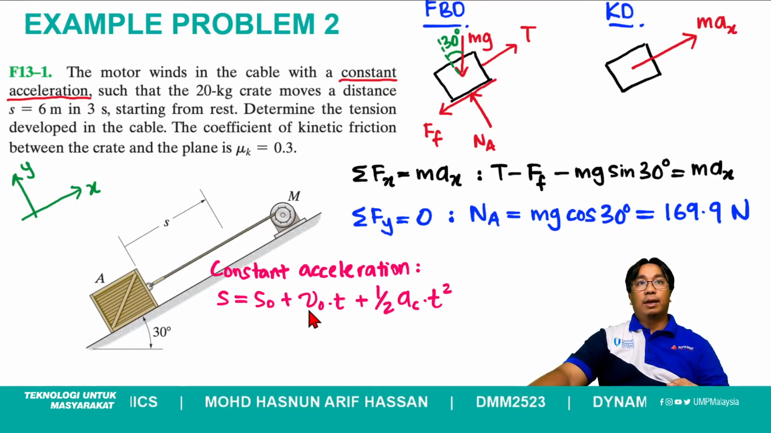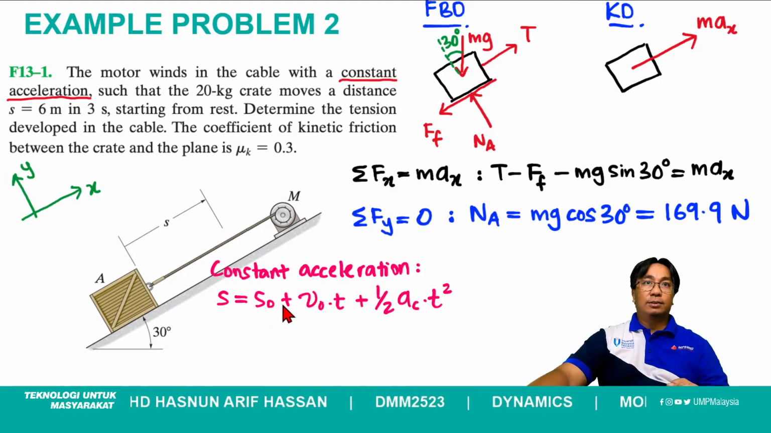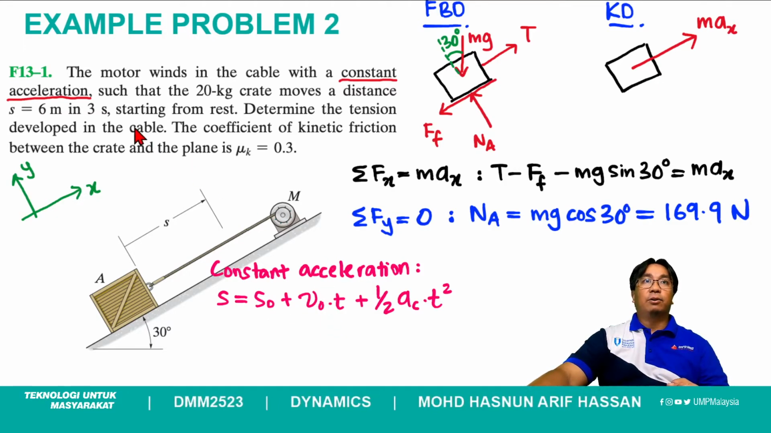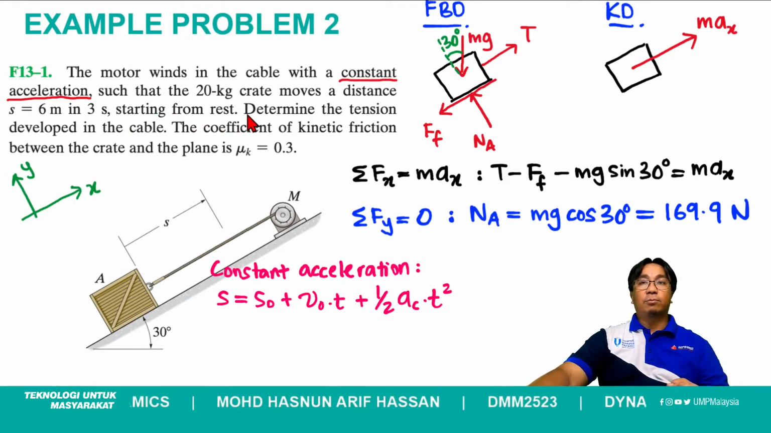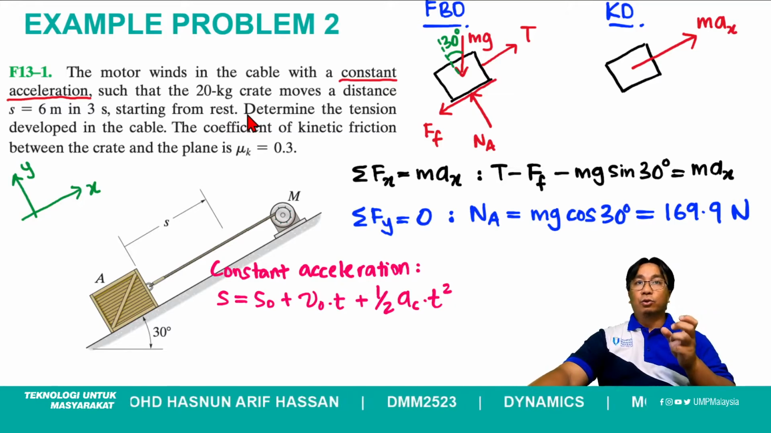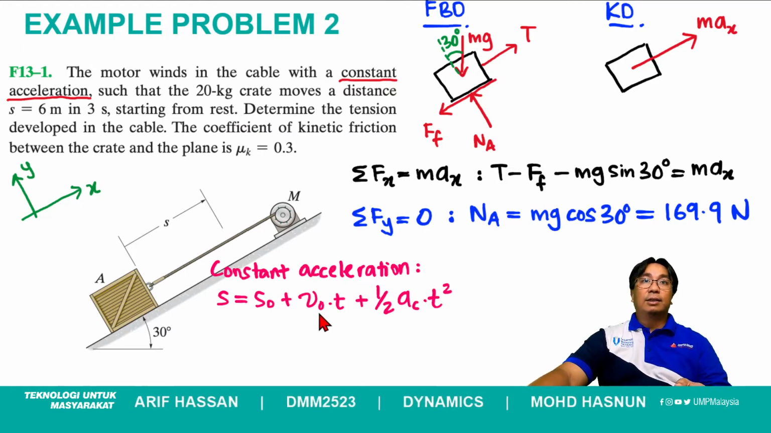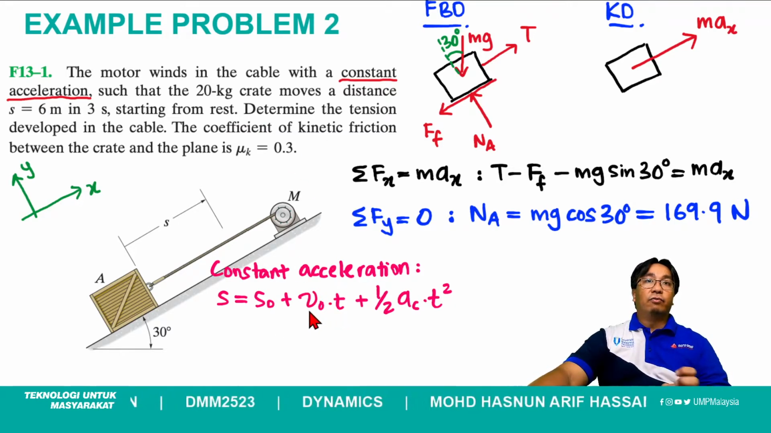S naught and V naught. What is the value of these two? 0. 0, because it says here starting from rest. Okay, starting from rest meaning that there is no initial position, there is no initial velocity.